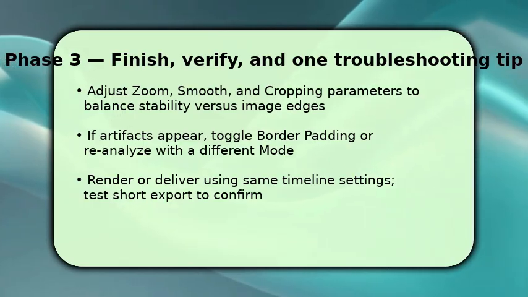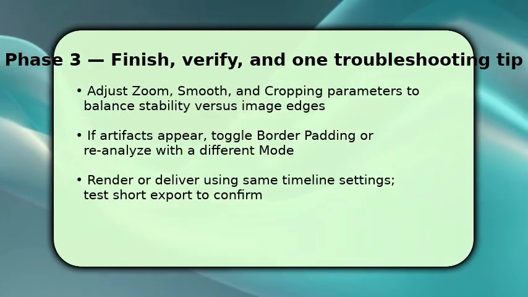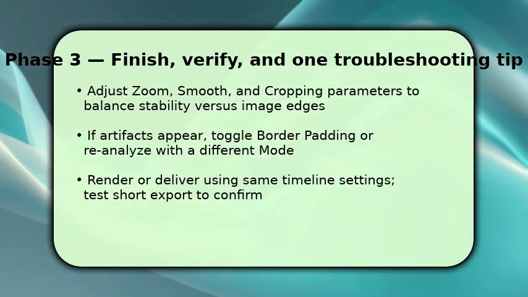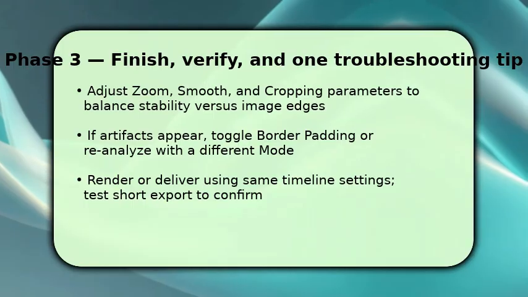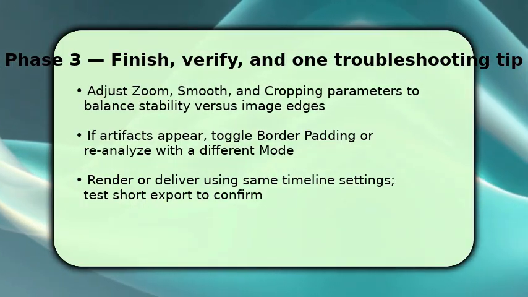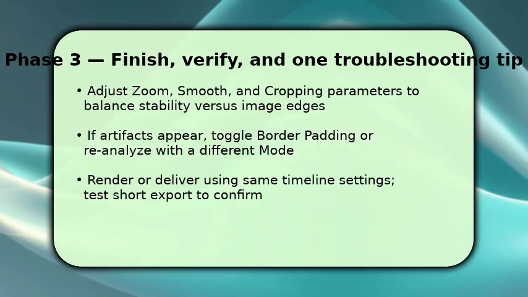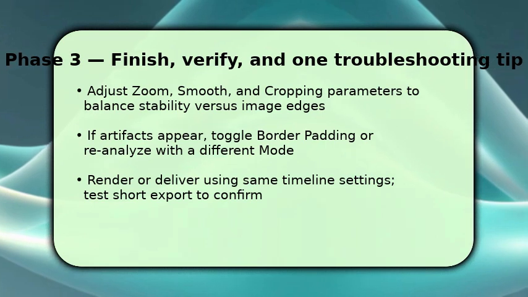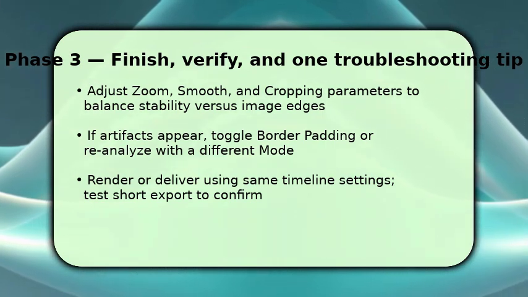If artifacts or wobble remain, try rerunning analysis in another mode or enable border padding to hide edges. Once satisfied, render a short test export using the project's timeline settings to verify color and motion match. If problems persist, return to the original clip, reduce extreme pans, and reanalyze. This fixes most stubborn stabilization errors.